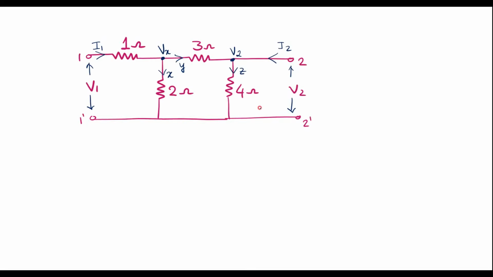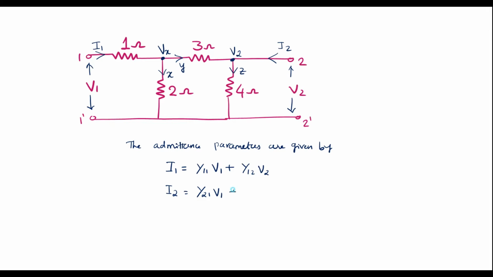So we know that the admittance parameters are given by the Y parameter equations: I1 is equal to Y11 V1 plus Y12 V2, and I2 is equal to Y21 V1 plus Y22 V2. Let me call this equation 1, and this equation 2.